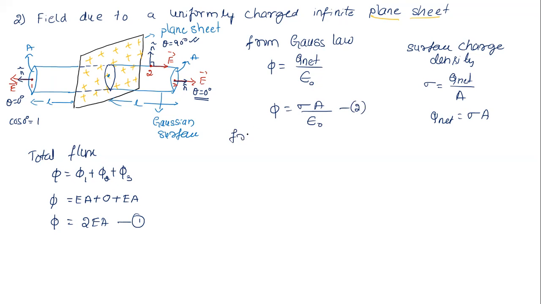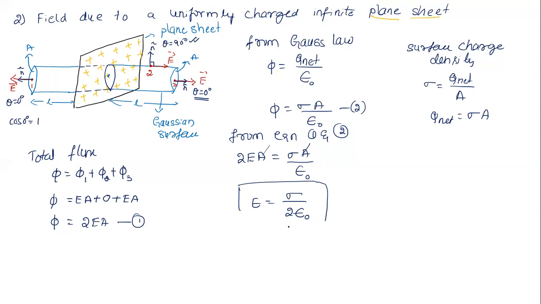Now I'm going to take equations number 1 and 2. From equations 1 and 2, it will become 2 times E into A is equal to sigma times A divided by what now? Epsilon naught. A and A are going to cancel. We're going to get E equal to sigma by 2 times epsilon naught. So this is the electric field due to what now? Uniformly charged plane sheet, infinite plane sheet. This is the scalar form.